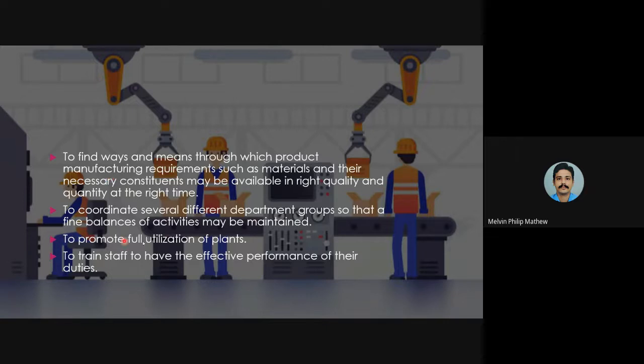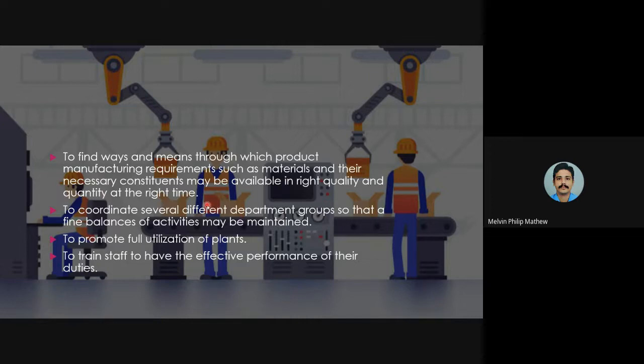Okay, next is to coordinate several different department groups so that a fine balance of activities may be maintained. So each department may contain various individuals, and once one department finishes, only then can the other department take over. So if we are starting with the design, then after that only we can start the prototype testing, and after the prototype testing we are finalizing the product and then we are mass producing it.